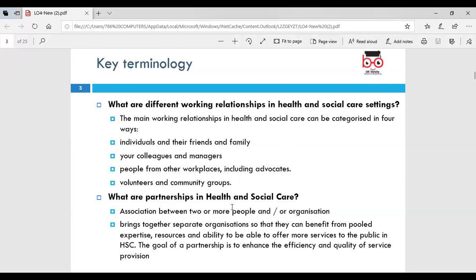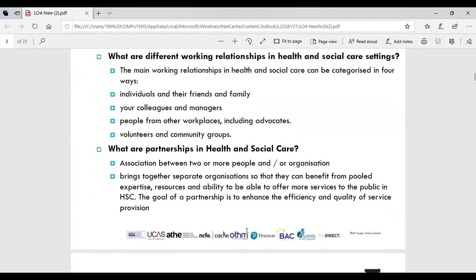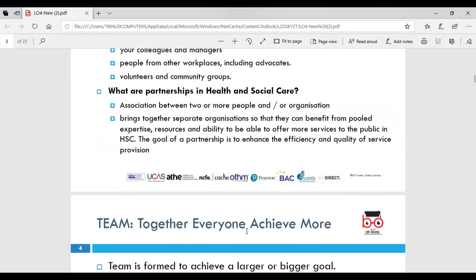What partnerships do you have? The association between two or more people and organizations also. Because people are working within their domains, when you have shared partnerships or a working relationship, it enhances the efficiency and the quality of service provision within the healthcare setting. That should be your main aim of having that partnership. You're working towards their benefit and they're working towards your benefit.